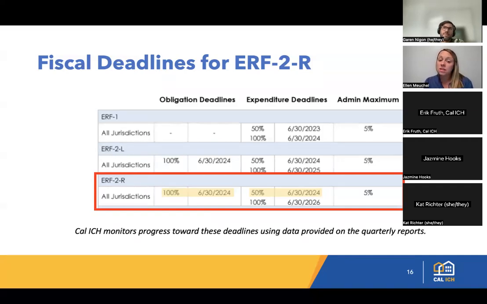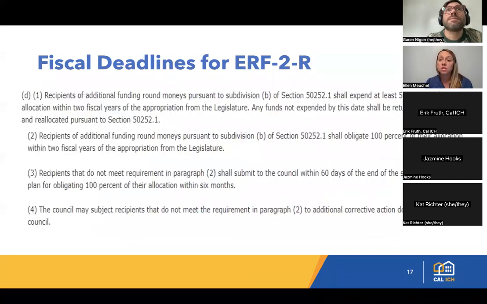We monitor these deadlines and the status, or your progress rather, towards those deadlines through quarterly reports. So it's incredibly important that quarterly reports are submitted timely and accurately. But if you could advance one, I just kind of wanted to show the way that statute's written. I'm not going to read this because I know it's incredibly boring, but it kind of talks about what these deadlines mean.